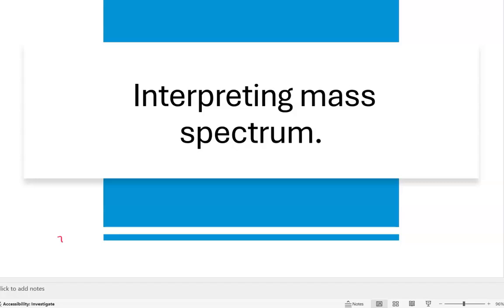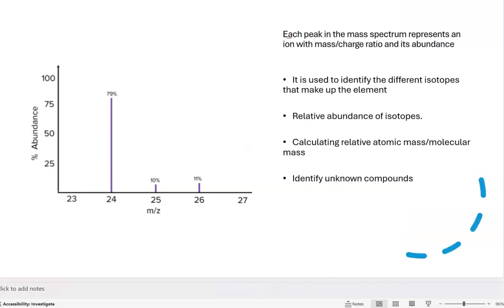Welcome to A-Level Chemistry. This video focuses on interpreting mass spectrum. Mass spectrum shows the percentage abundance versus mass to charge ratio. There are peaks at different mass to charge ratio. Each peak in the mass spectrum represents an ion with a mass to charge ratio and its abundance.